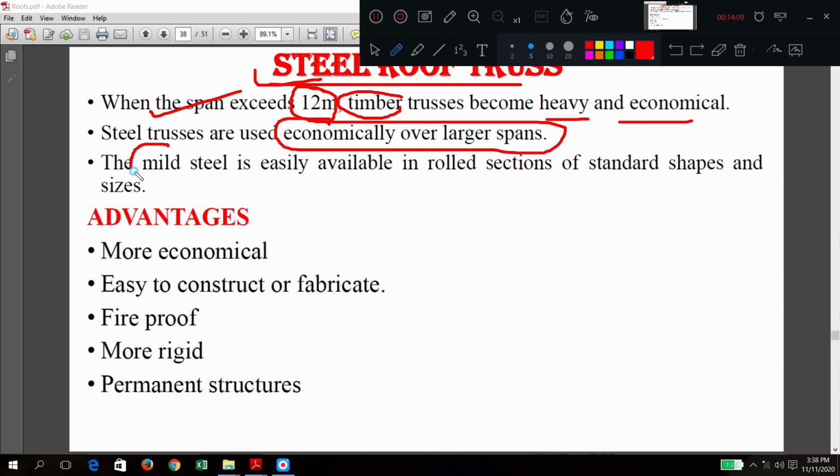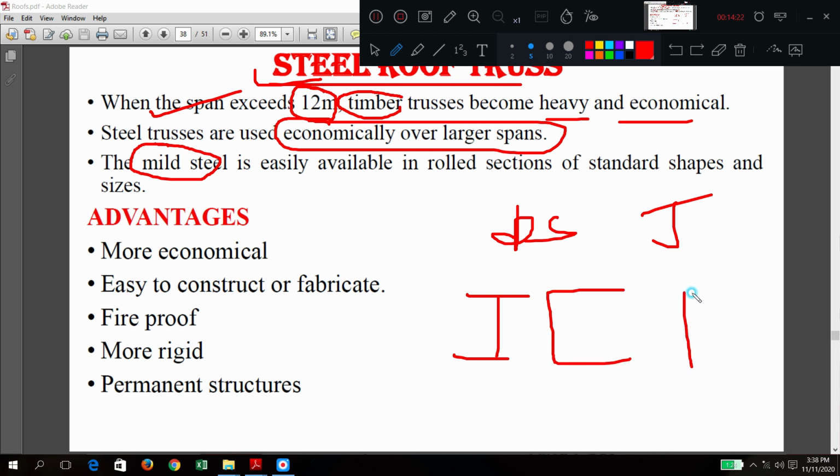So generally mild steel members are available in what? RSJ. In the previous class also we said rolled steel joist. Standard shapes. What are the standard shapes? I section, C section, channel section. Like this the various shapes will be there. I section, channel section, like this different members.